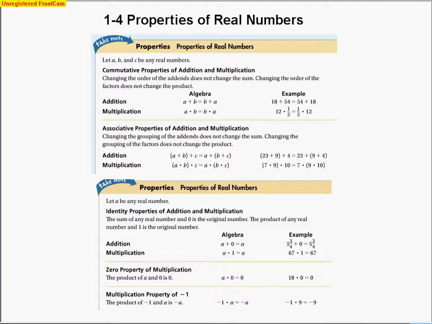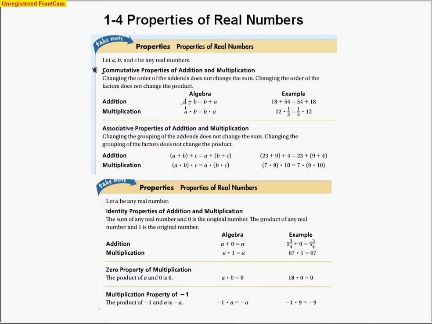This is the tutorial for Chapter 1, Section 4, titled Properties of Real Numbers. So we're going to be looking at some different properties, not all of them, but some of them, in the real number system. And the first one we're going to take a look at is the commutative properties. The commutative property right here is an important one. It deals with addition and multiplication.